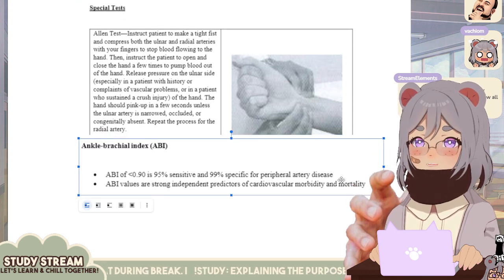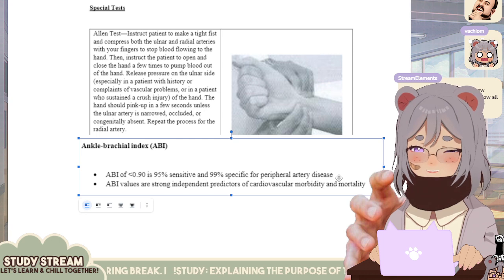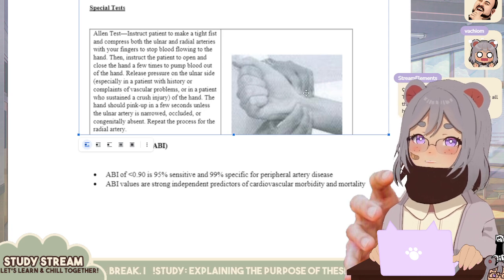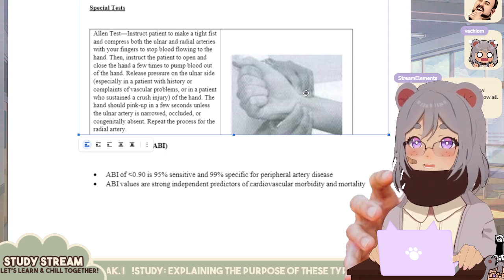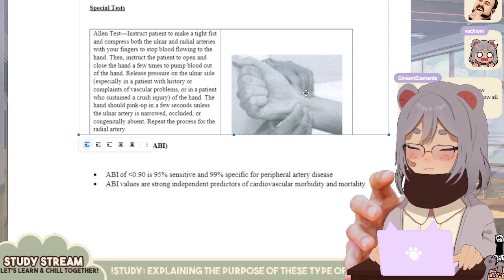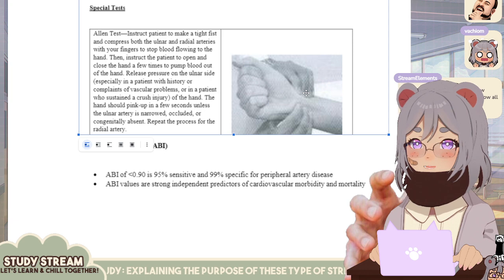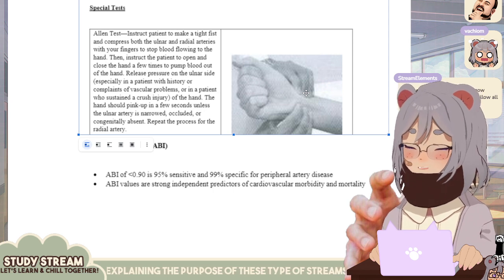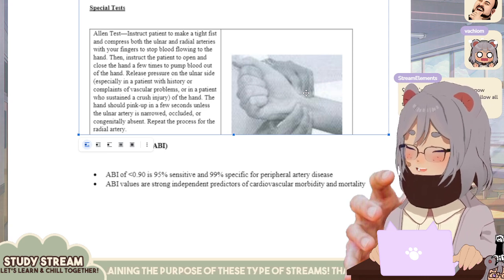Another way we can test circulation is to do an Allen's test. Tell the patient to make a fist and compress both the ulnar and radial arteries. As they press down, they're stopping the blood flow to the hand. Then instruct the patient to open and close their hands a few times to pump blood out of the hand. With one side, preferably the pinky or ulnar side first, release that pressure, and the hand should turn pink in a few seconds. Then repeat the same process for the radial side. It's like a capillary refill with the nail beds, but for the whole hand. Ta-dang!